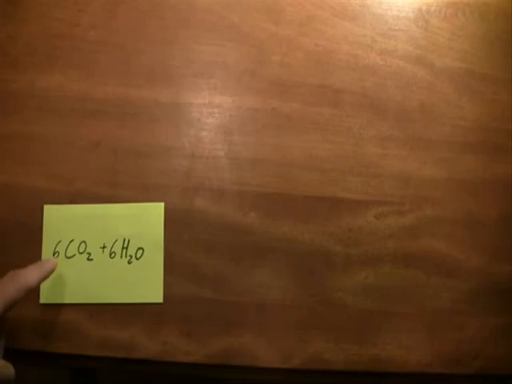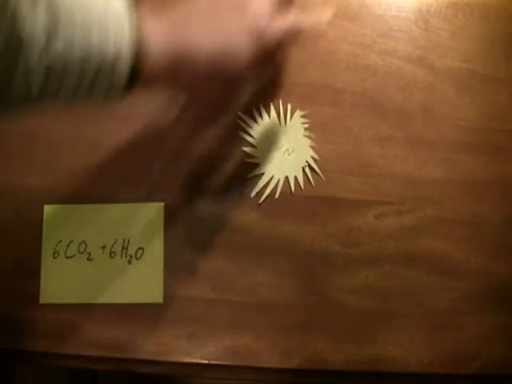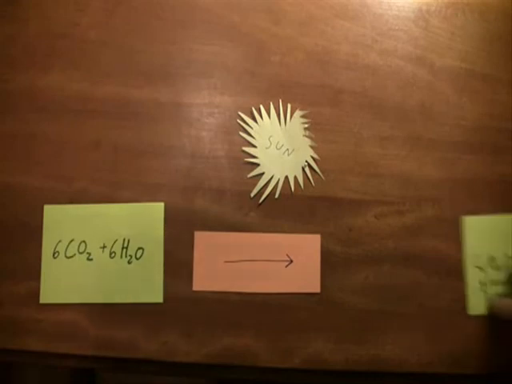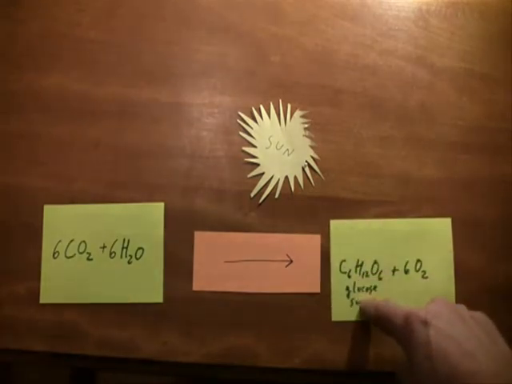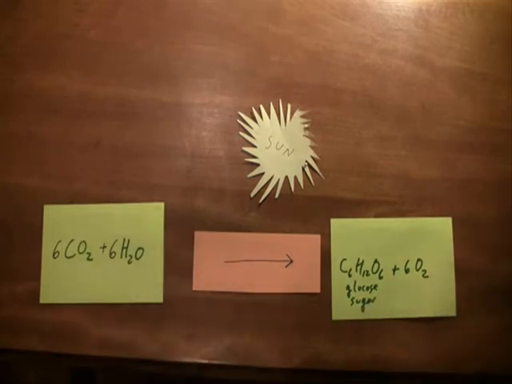6 molecules of carbon dioxide plus 6 molecules of water in the presence of light gives us 1 molecule of glucose, which is a kind of sugar, and 6 molecules of oxygen. How do they do that?